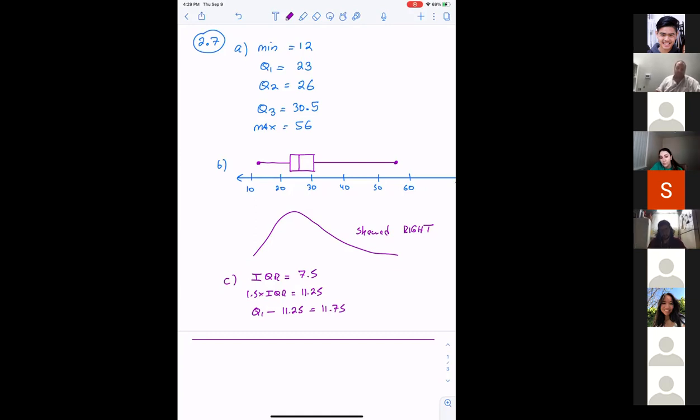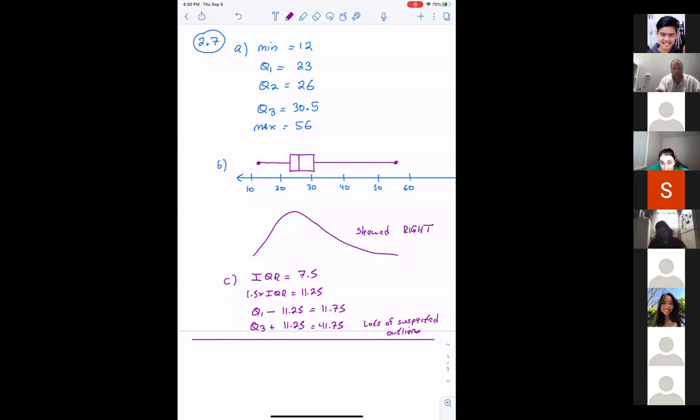Are there any numbers past 11.75? No, so no outliers or no suspected outliers on that side. And we do Q3 plus 11.25. What do we get there? 41.75. Are there any numbers past 41.75? Yes, lots of them. So lots of suspected outliers.